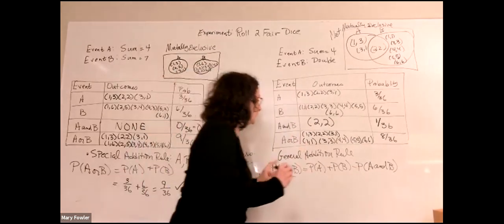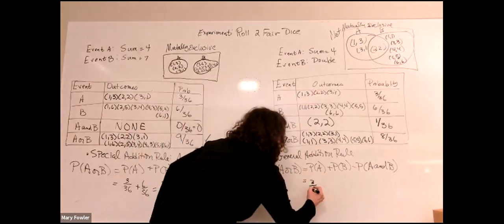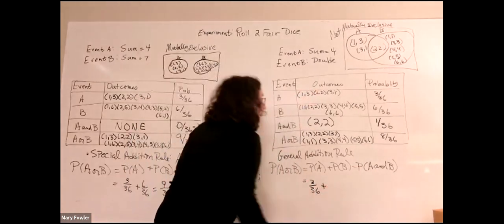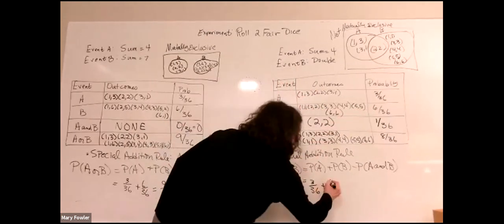All right, so the probability of A is 3/36. The probability of B is 6/36.